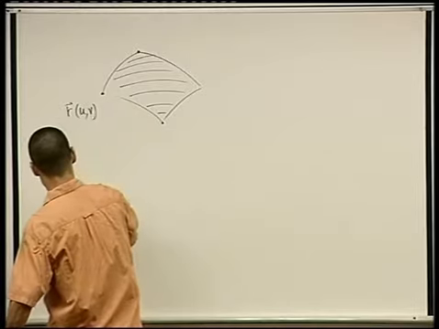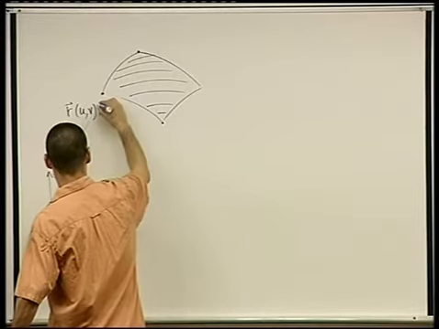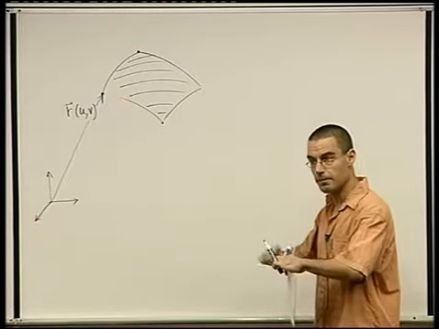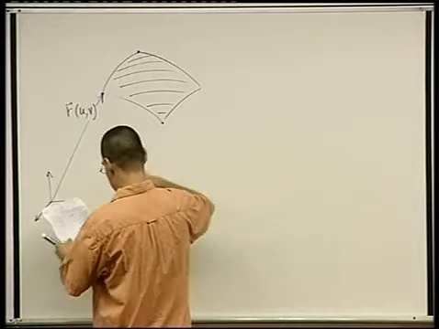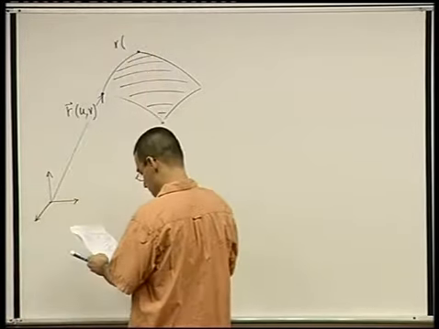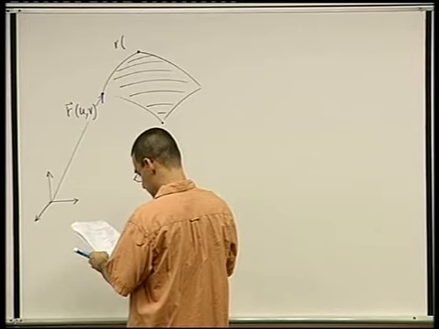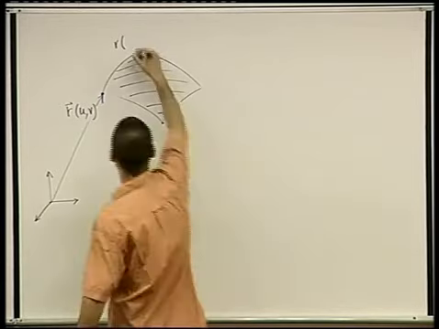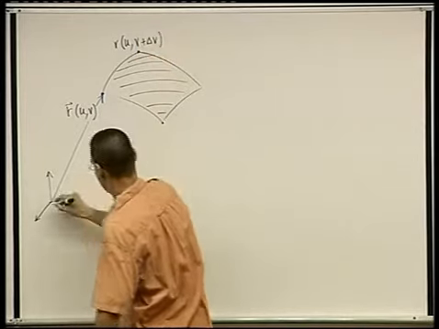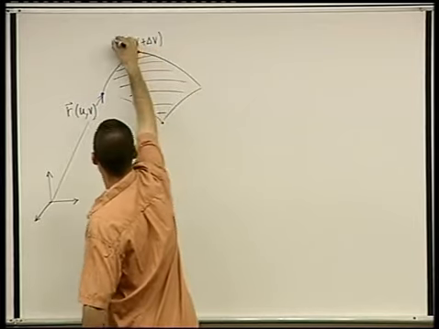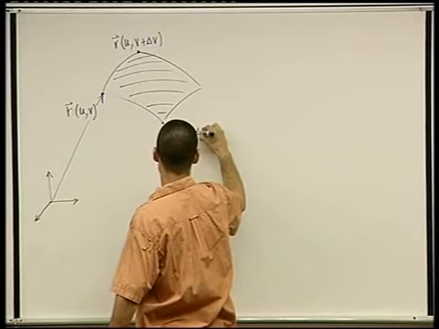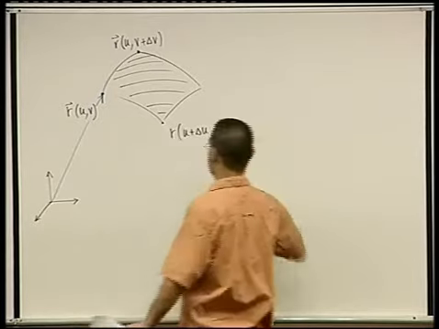This thing. This is r of u, v, right? And up here, it's going to be r. Which one was which? I have to decide. That's r of u, v plus delta v. That's the vector ending at this point. And this would correspond to r of u plus delta u, v.